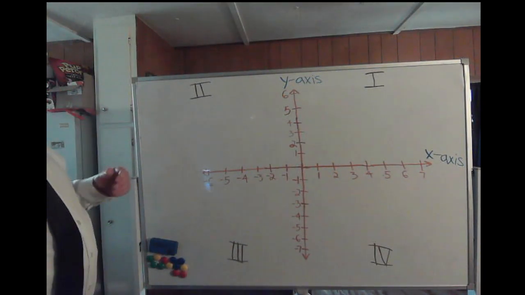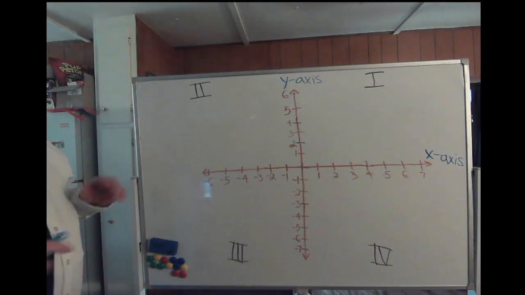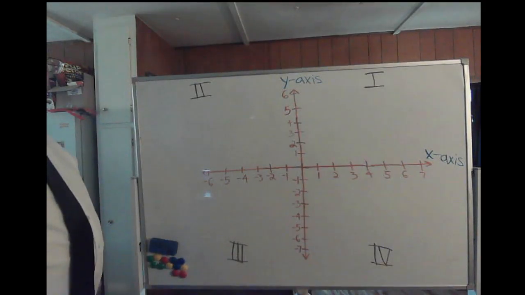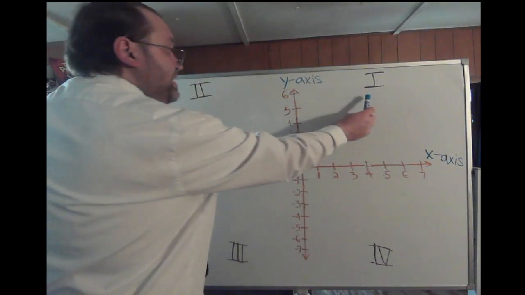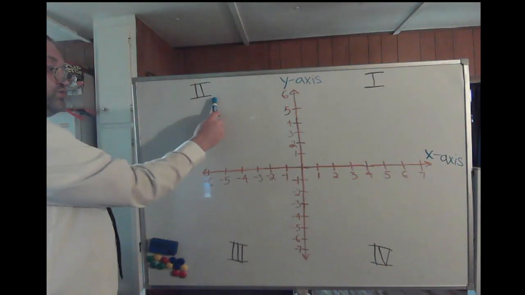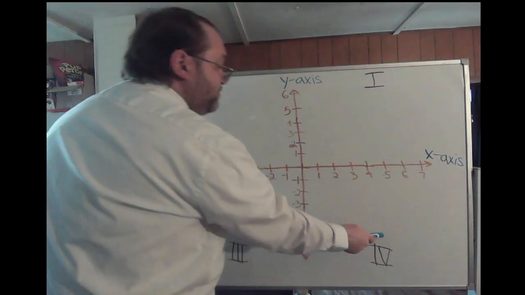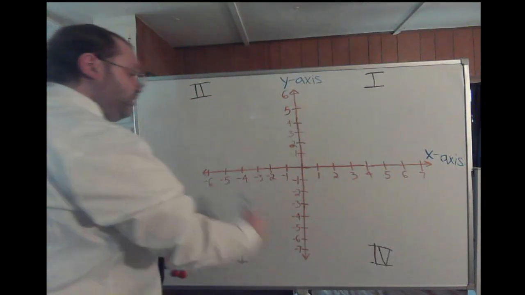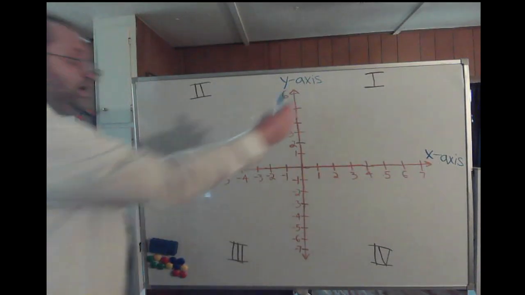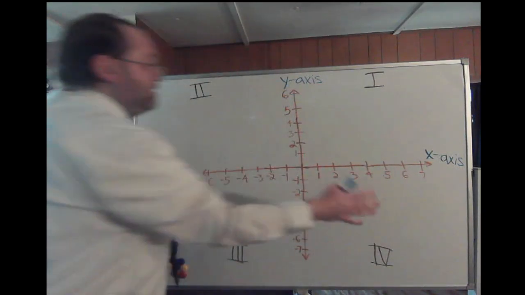Now, the coordinate system is also split into what's called quadrants. So, the quadrants go counterclockwise. The top right is the first quadrant, the top left is the second quadrant, the bottom left is the third quadrant, and the bottom right is the fourth quadrant. It goes counterclockwise. So, we got first quadrant, second quadrant, third quadrant, fourth quadrant, okay?